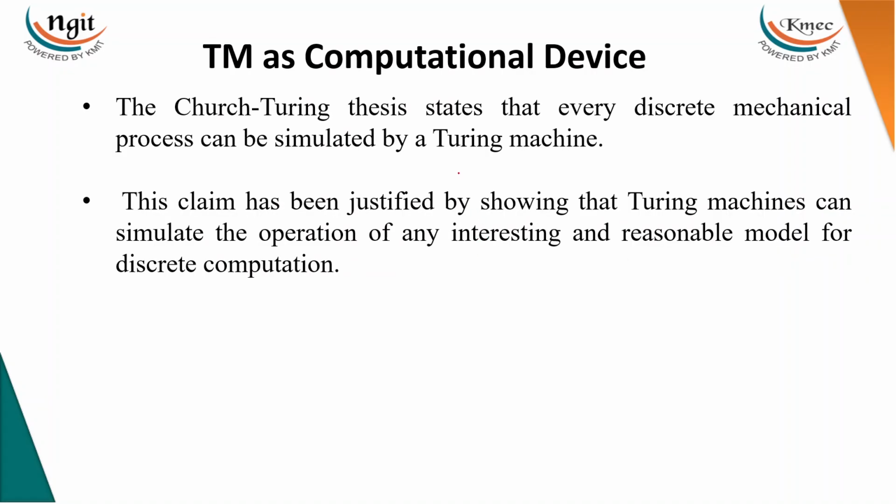So first of all, the Turing machine as a computational device. The Church-Turing thesis, which we discussed in the first video of unit four, 4.1, says that every discrete mechanical process can be simulated by a Turing machine, which can be done with the computer. This claim has been justified by showing that a Turing machine can simulate the operation of any interesting and reasonable model for discrete computation.